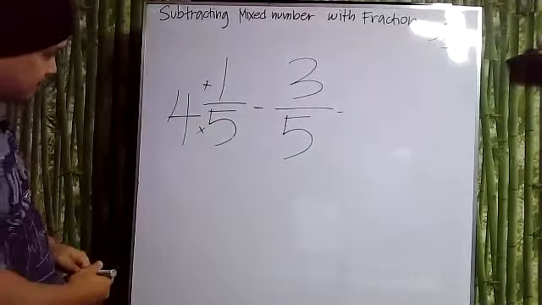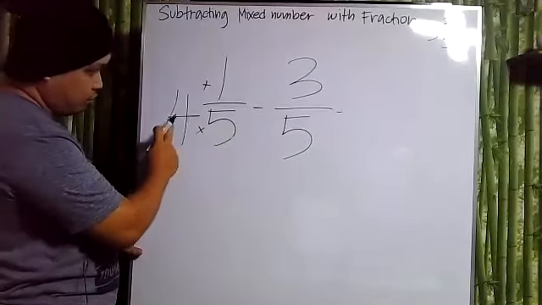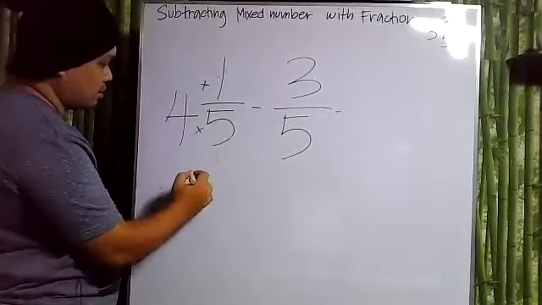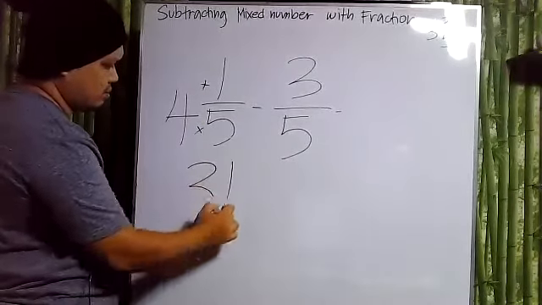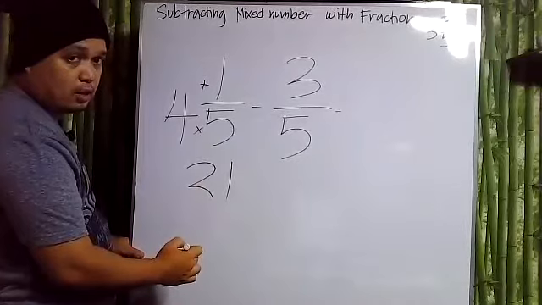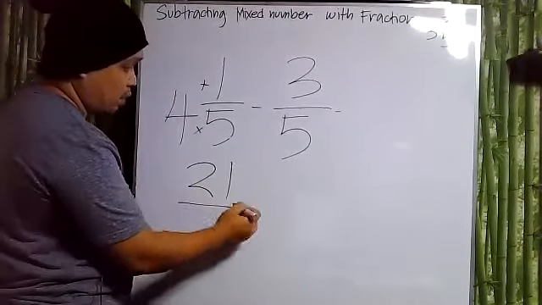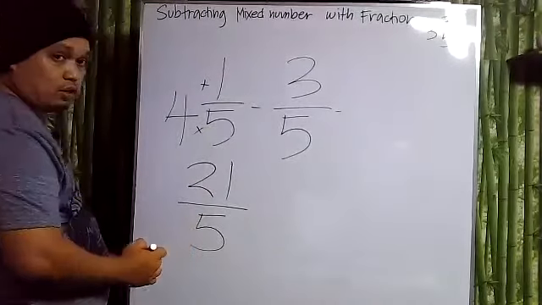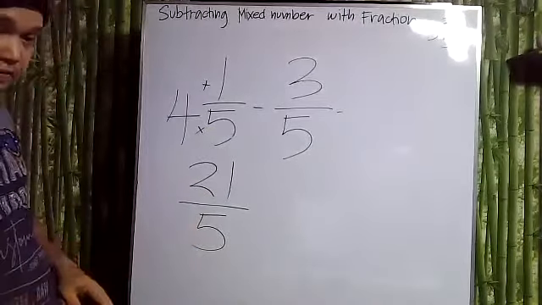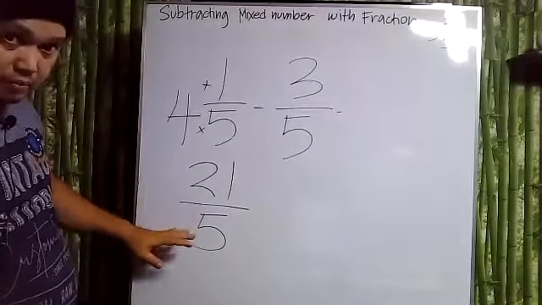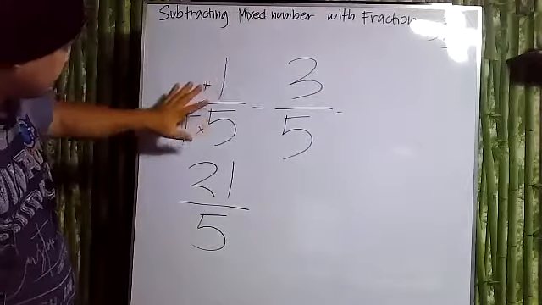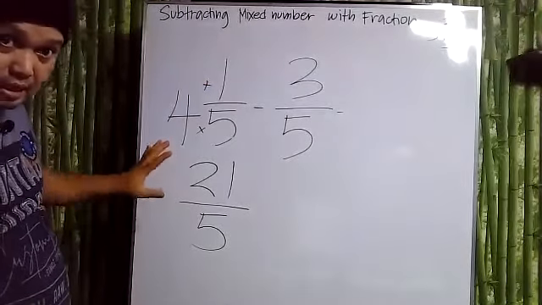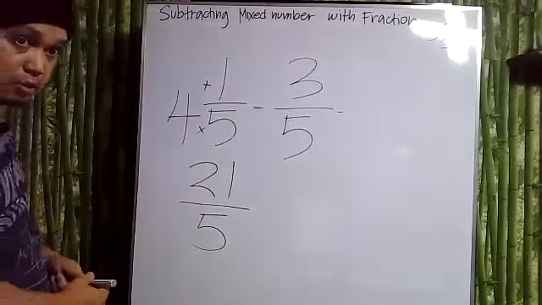So let's try. Now 5 times 4 is 20. Now 20 plus 1 is 21. That would be our numerator. And our denominator is the same. We have the same denominator, which is 5. Now we have 21 over 5. We changed this mixed number into an improper fraction. Now, therefore, we can now subtract.